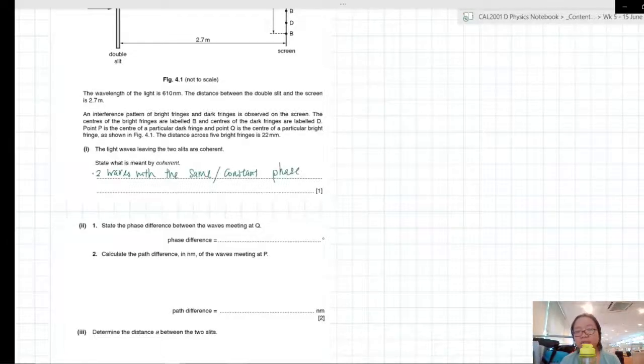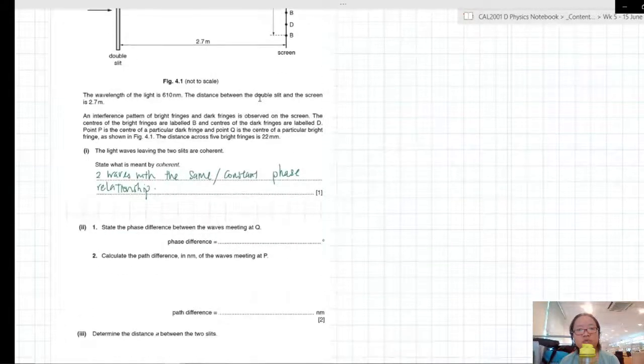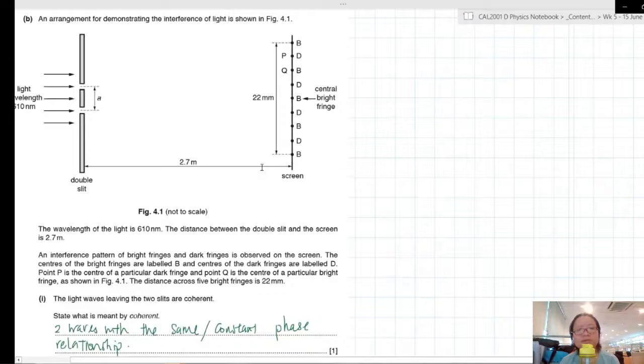Two waves with the same or constant phase relationship. Okay, what's the phase difference of the waves meeting at Q? At Q, you get a bright fringe. I know I wrote dark. I will amend it in a few seconds. But at Q, you get a bright fringe.